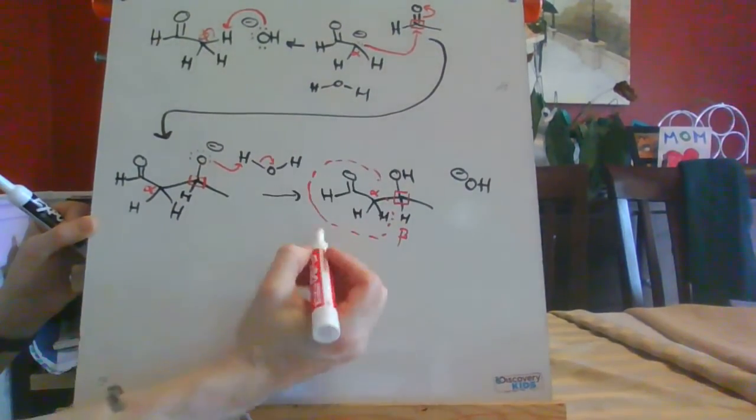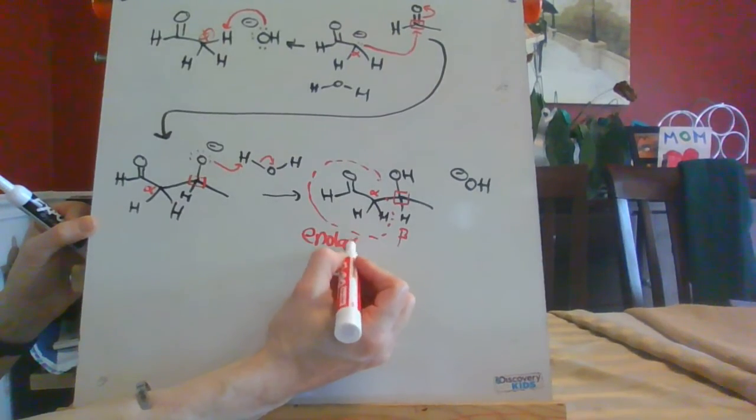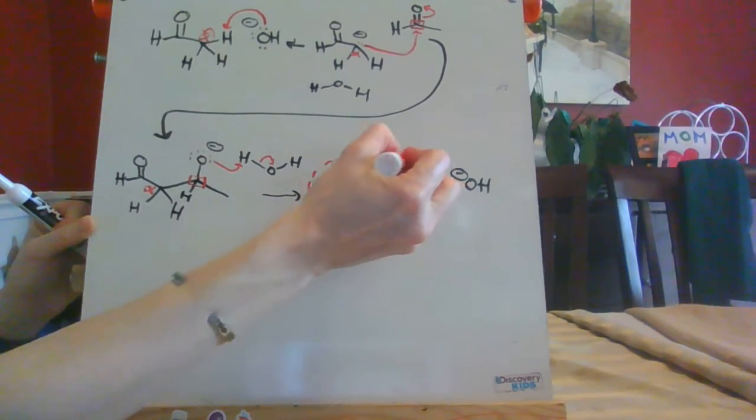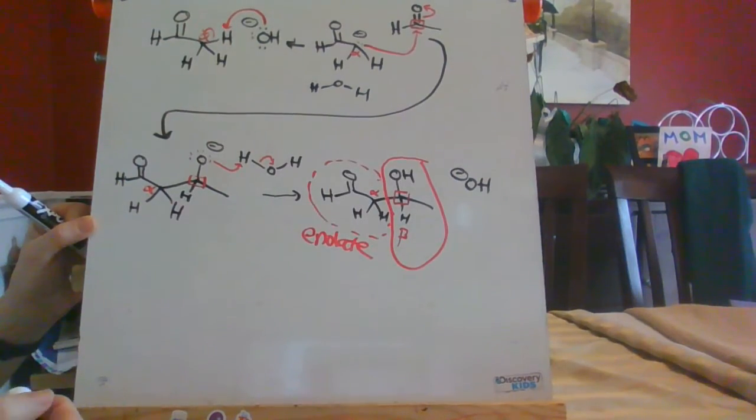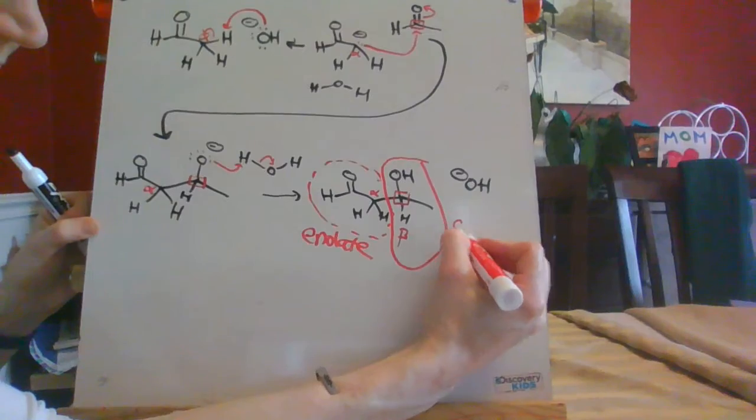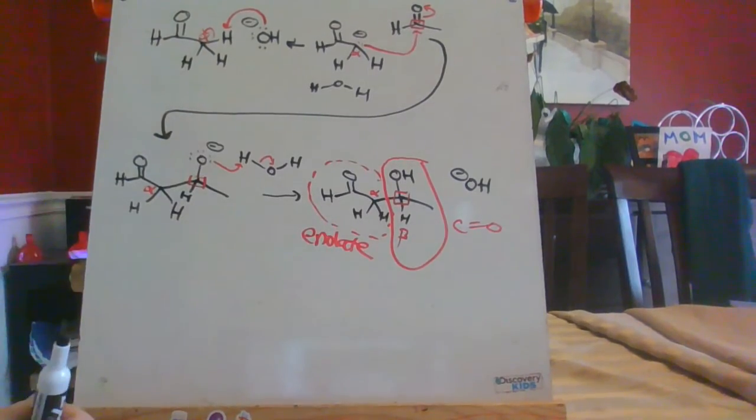The one I just put in dashed made the enolate, and the one that I'm circling now in a full circle, this acted as, let's call that the carbonyl acceptor part, if you will.